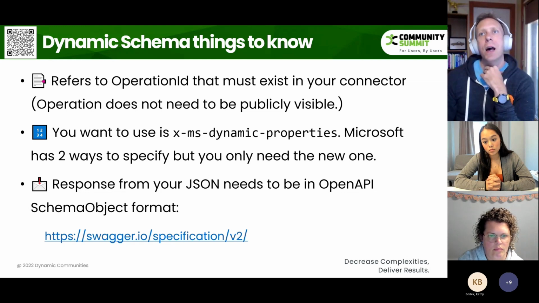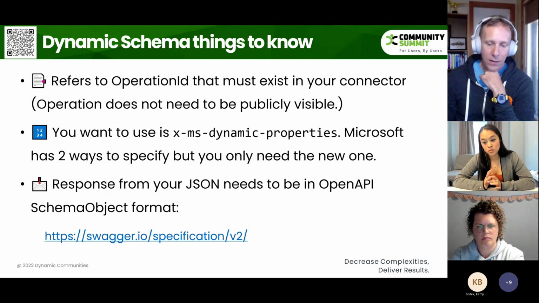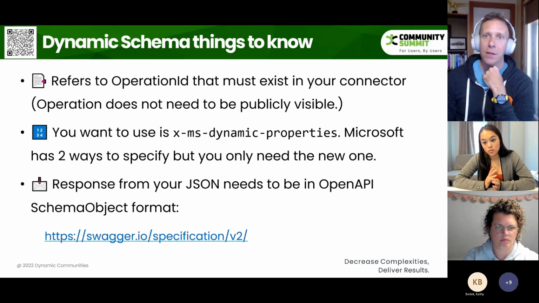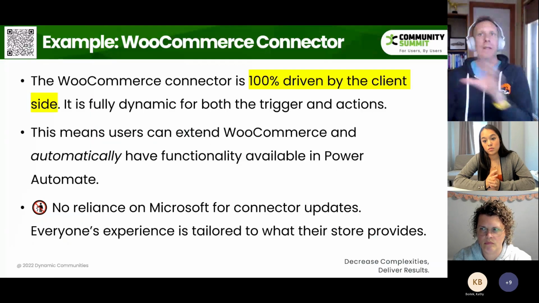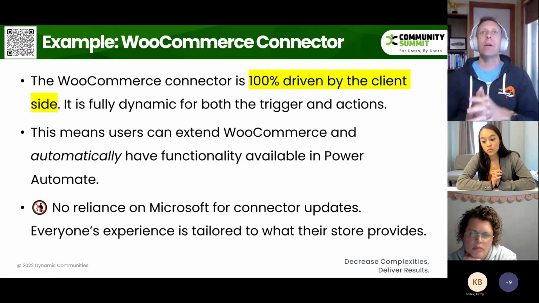And then the response from JSON needs to be in an open API format. So that's the same format that you're writing your connector definitions in. You need to provide that back from your server. And so if you were going to put it all together, this is how you'd be able to write the connector specification just one time and send that off and get it certified. But then any updates that you want are fully dynamic, handled outside of Power Automate.